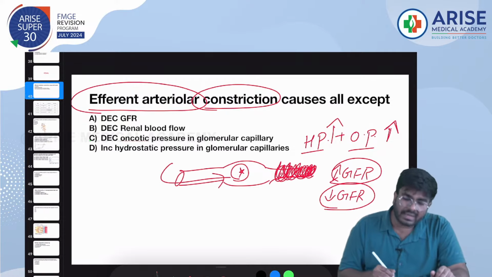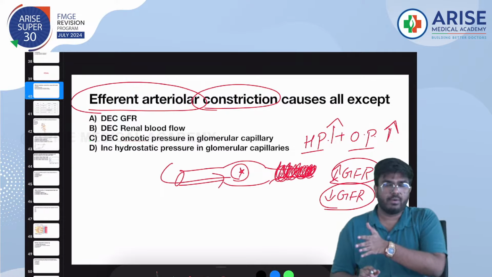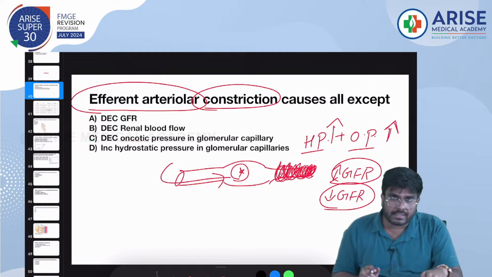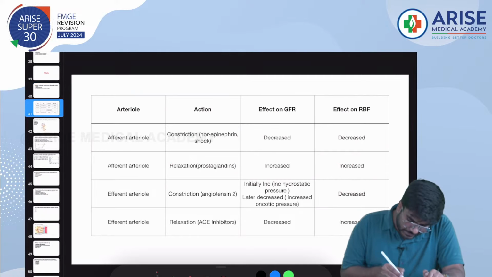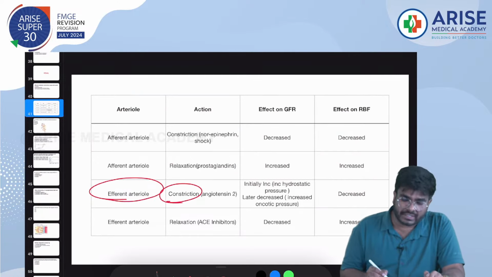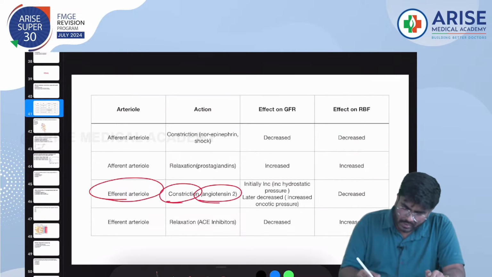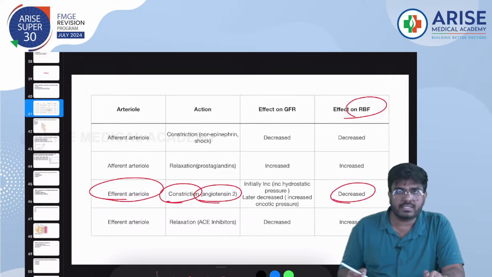So the amount of blood that will come to the kidney is also going to decrease. Renal blood flow also decreases. So look here, efferent arteriole: if you constrict it with the help of angiotensin II, what is happening to renal blood flow? Renal blood flow decreases.